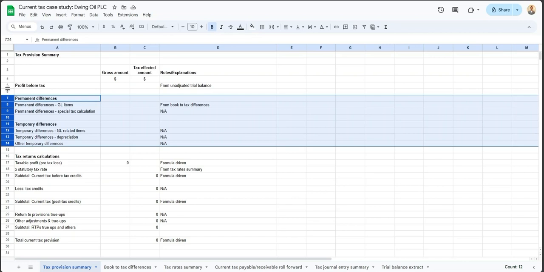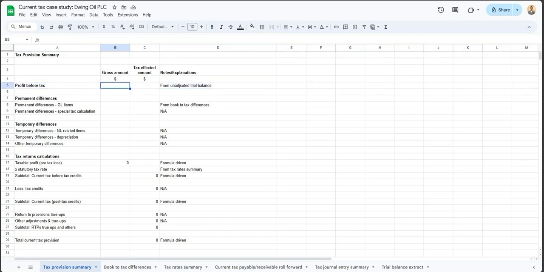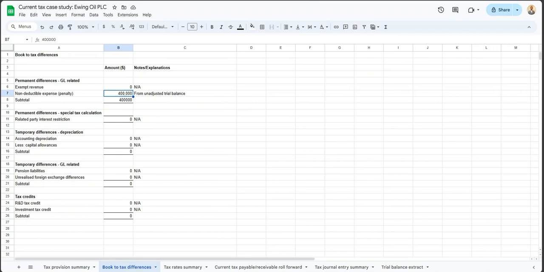So again, we start with the profit before tax. In the case study question, you'll remember that the profit before tax is 5 million USD, which I'm typing here now. That's the number you've got. And we know that there's an adjustment of a non-deductible expense of $400,000. Like I said, any of these adjustments needs to be either a permanent difference or a temporary difference. For now, it's a permanent difference, and I'm just going to type it in here.